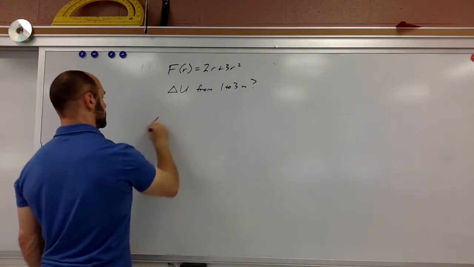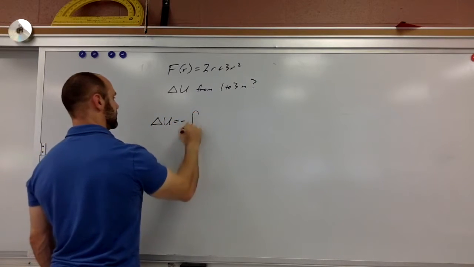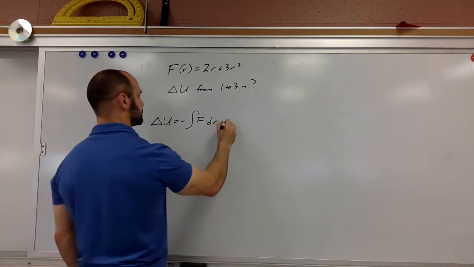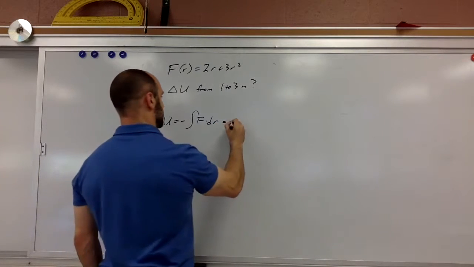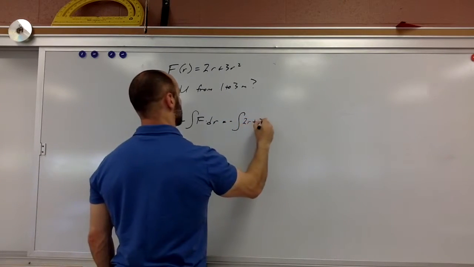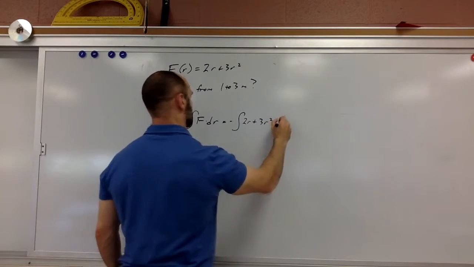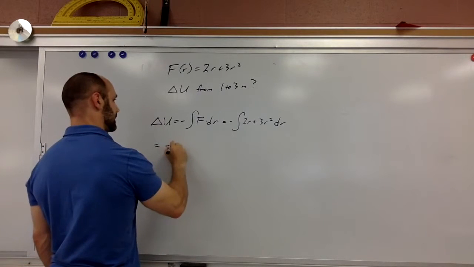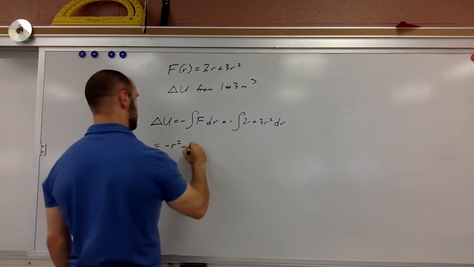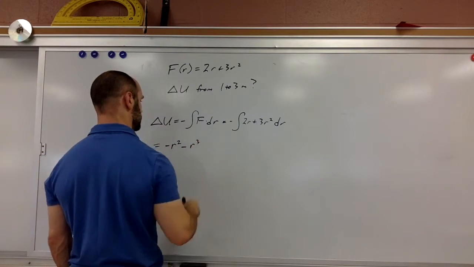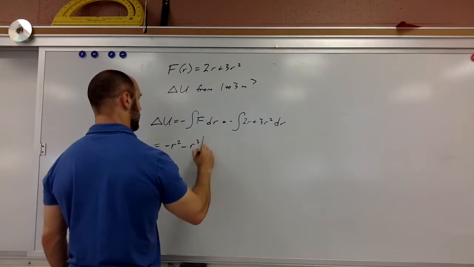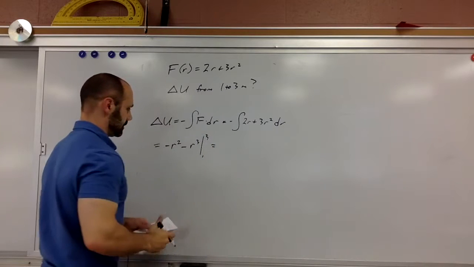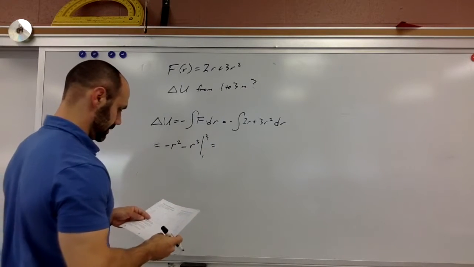Okay, so the change in potential energy is the negative integral of F dot, in this case, dr. And so we're going to take the negative integral of 2r plus 3r squared dr. Let me come back over here. So this is going to be negative r squared minus r cubed. That's it. And now this is a definite integral from 1 to 3. So I plug in my numbers here.